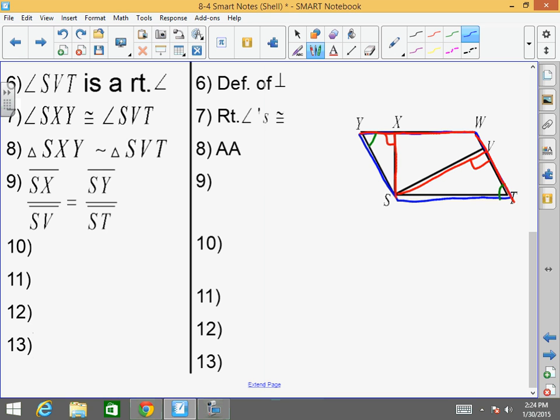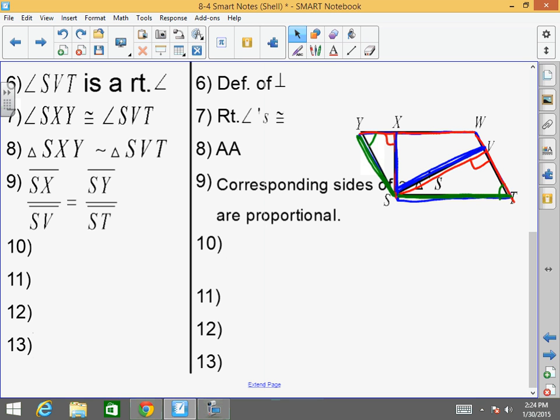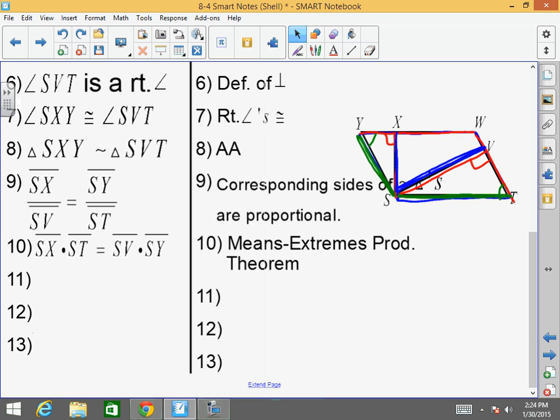Hopefully you can see that SX to SV is proportional to SY to ST. You feel me there? Yeah. Why? Because corresponding sides of similar triangles are proportional. If I cross multiply those, I will get that SX times ST is equal to SV times SY, means extremes product theorem.